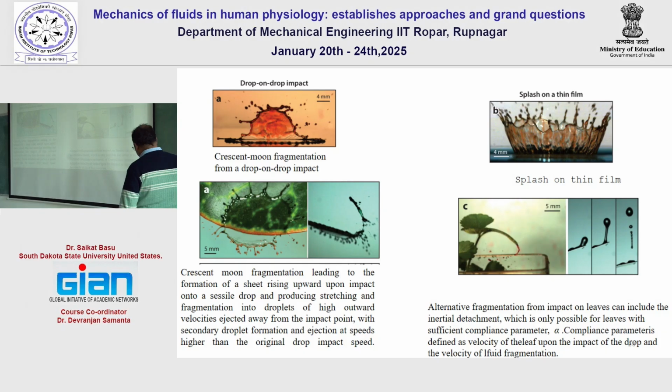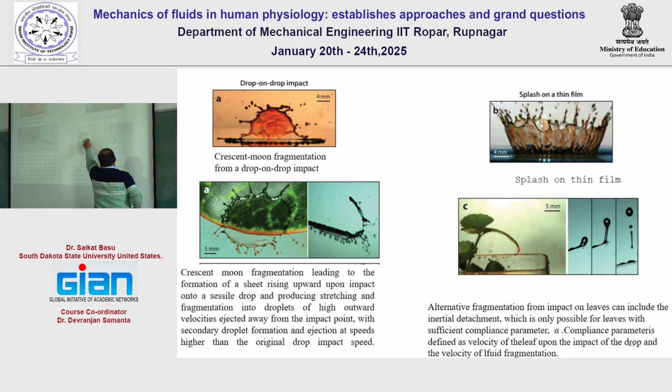So here also you can see that this leaf, as we interact with the drop, the leaf is also interacting. So if there is a drop impacting, then the leaf may also create some sort of oscillation, and it can create the rebound of the impacting droplet. So these are with water droplets.